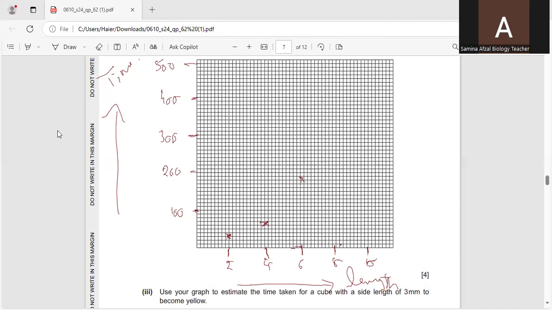And then at 8, the value is 275. It is less than 300, so it will be very close to 300. I'm giving you the idea. A little bit of change in the drawing can happen because I'm drawing on the screen. And then at 10, the value is 445. So it will be here.